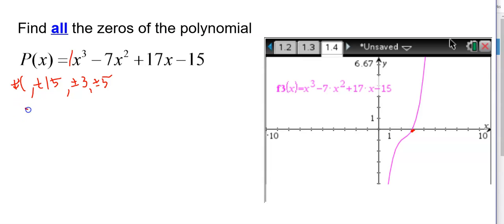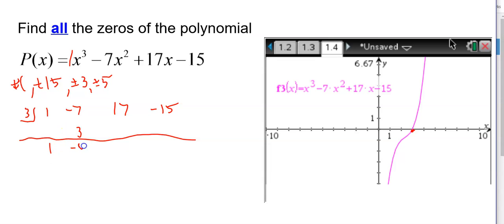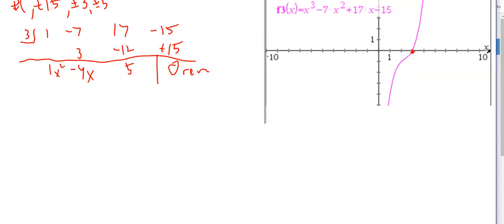So I'm going to divide out 3 and see if that works here. You would check it with trace probably to be sure, but I think that's right. 1, -7, 17, and -15. So 1, 3, -4, -12, 5, and positive 15 actually. 0. So the remainder is 0. And we get x and x squared. It doesn't cross anywhere else other than here, so I'm expecting some imaginary answers when I do the quadratic formula here.